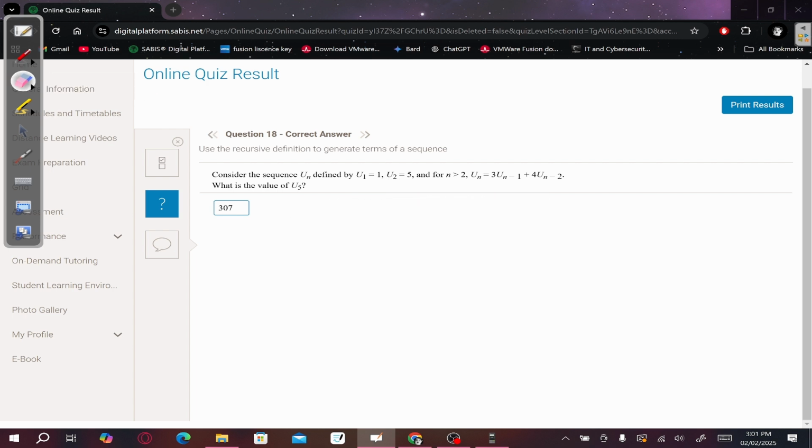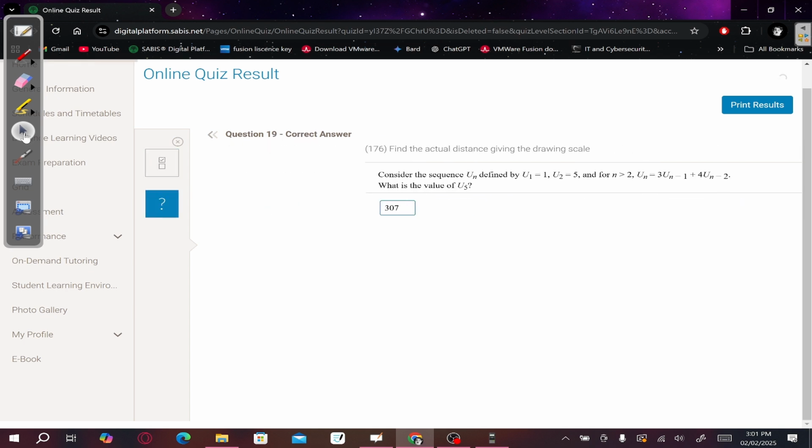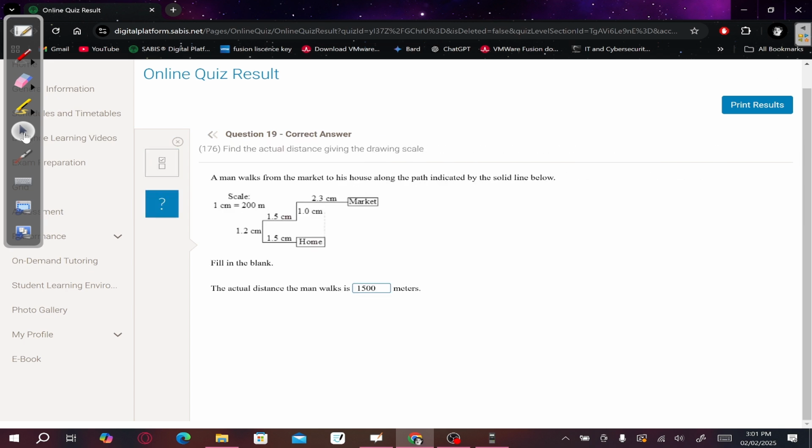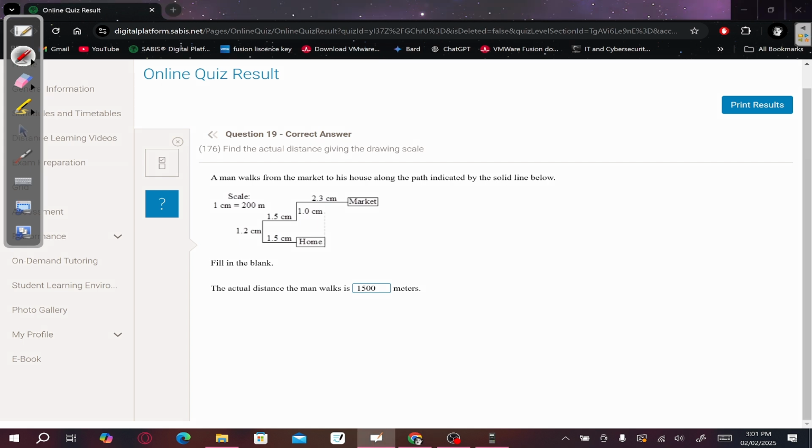Question 19, our final question. Find the actual distance given the drawing scale. A man walks from the market. I don't really care about this given. The actual distance. Now, we have the drawing scale.